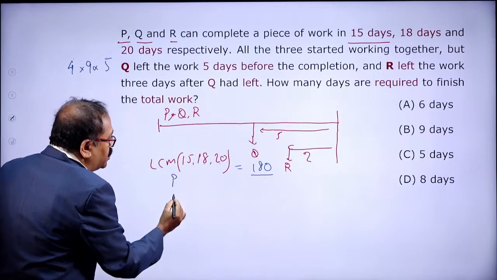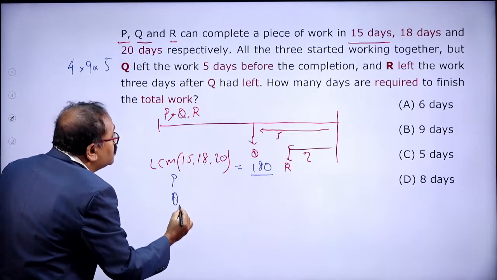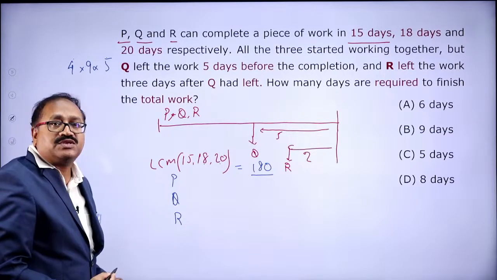Then how many units does P complete per day? How many units does Q complete per day? And how many units does R complete per day?